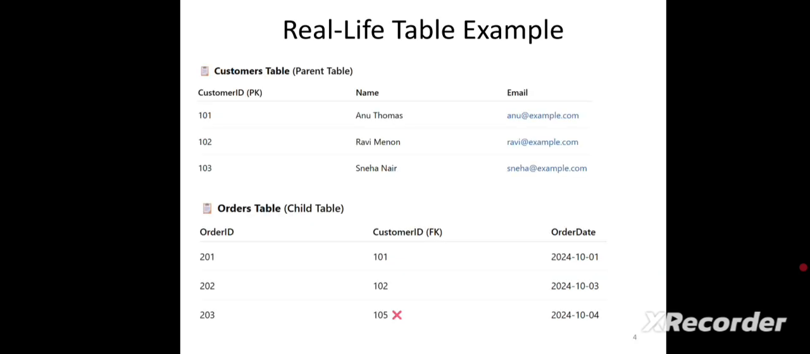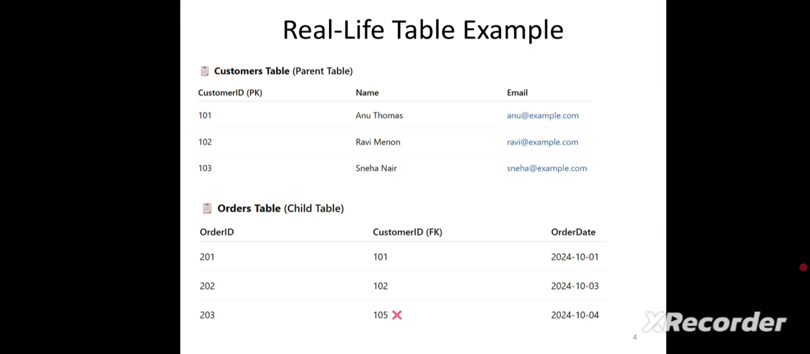Go to the next slide. We can see a real life example here. If in the orders table there is a record with customer ID equal to 105, but there is no matching entry with customer ID equal to 105 in the customers table, that is a violation of referential integrity.